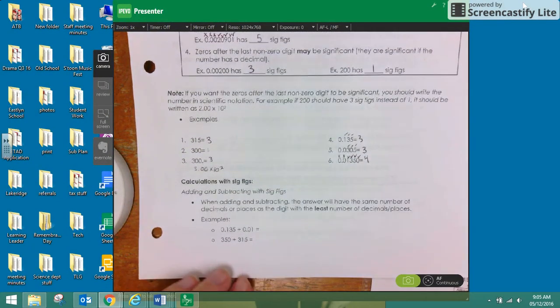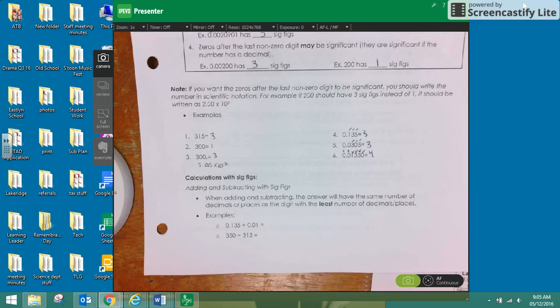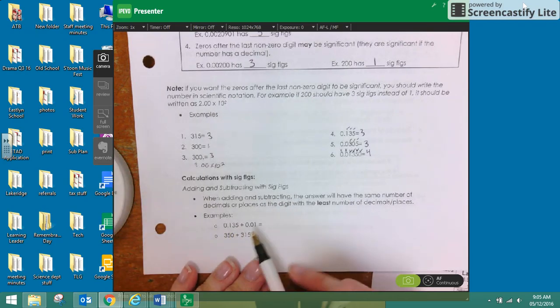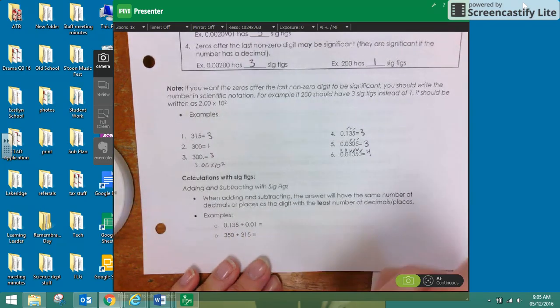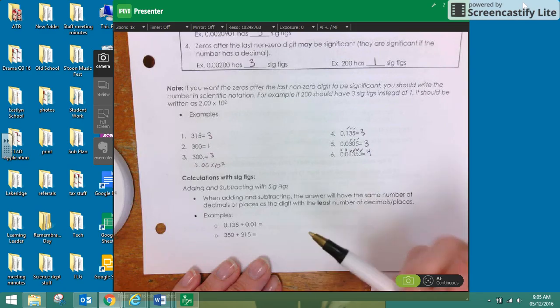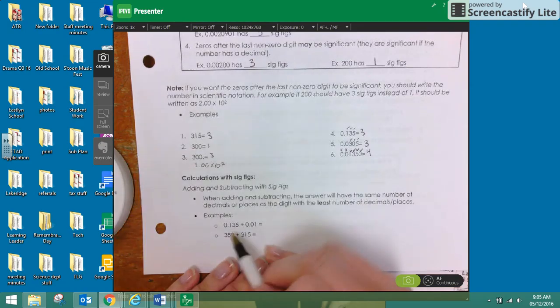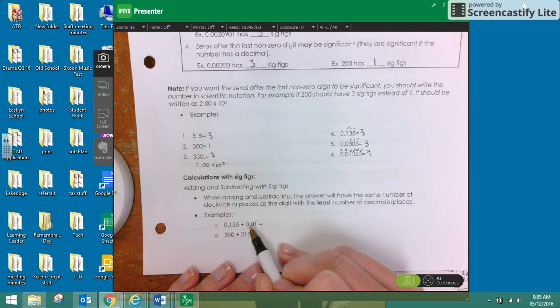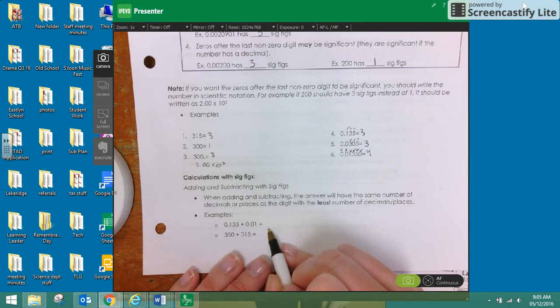Now when you're doing calculations with sig figs, if you're adding and subtracting, you don't actually have to look at sig figs. You look at decimals or place values. So in this example, if there are decimals, the easiest way to do this is just count the decimals, how many numbers occur after the decimal, and then your answer should have the least number of decimals. So here we've got 3 numbers after the decimal, here we have 2 numbers after the decimal, 2 is less than 3, so our final answer should only have 2 numbers after the decimal.